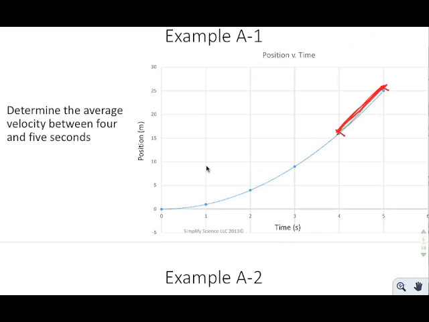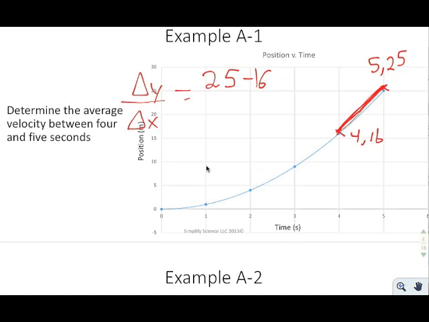So if we read this, this looks like it's at 4, 16, and this looks like it's at 5, 25. So whenever we try and find the slope, the formula is change in y over change in x. Or in our case, 25 minus 16 over 5 minus 4. So you get 9 over 1. So that means the average velocity between 4 and 5 seconds would be 9 meters per second.